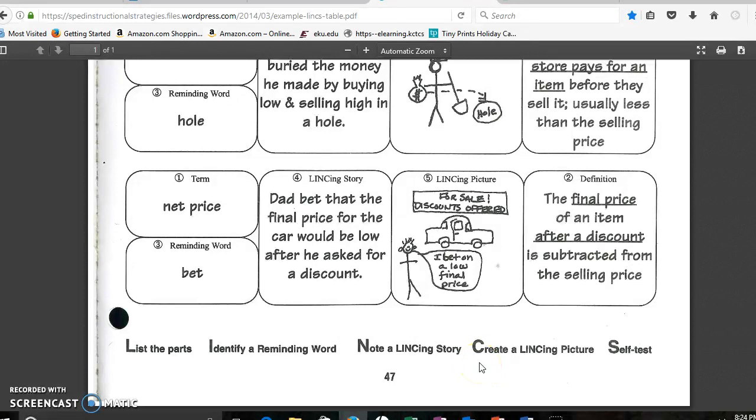So the L in LINK stands for list the parts. Then the I is identify a reminding word. N is note a linking story. C stands for create a linking picture. And lastly, S stands for self-test.